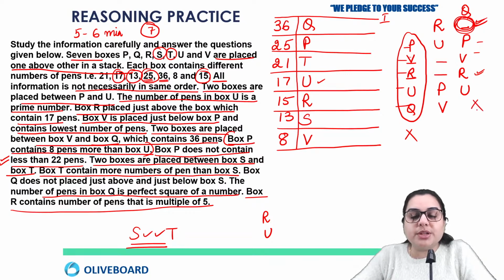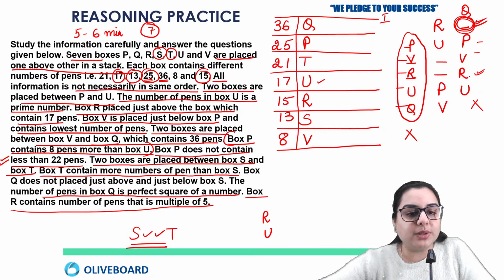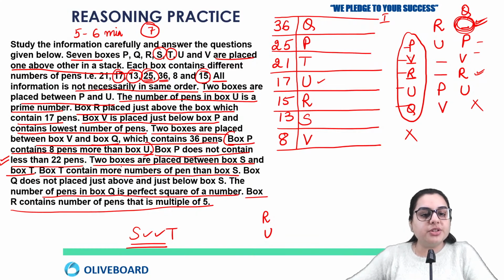So this third possibility is also wrong. So the correct sequence is your middle one. Okay, so here if I want to write two persons between S and T, what am I going to do? Let's check that. There is one more piece of information, that box Q is not placed just above or just below S. So he's simply telling you that box Q is not just below or just above.